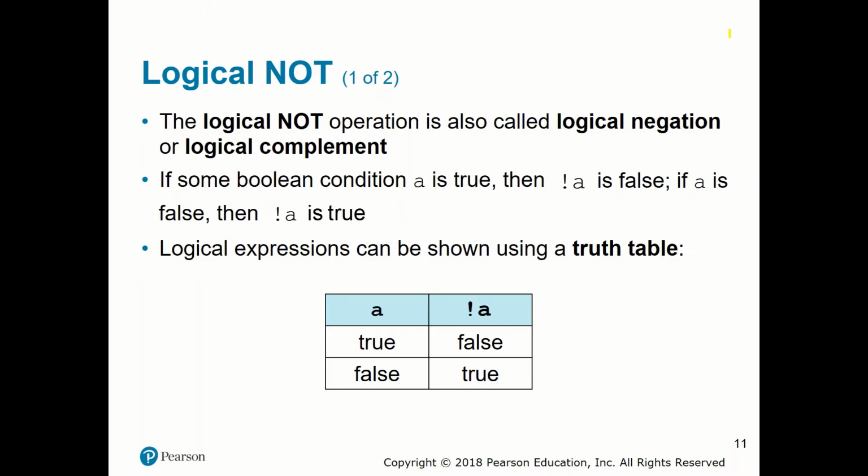The logical NOT operation is also called logical negation or logical complement. If some Boolean condition A is true, then this, the exclamation mark, but we just say not A, is false. If A is false, then not A is true. Logical expressions can be shown using a truth table like this. If A is true, then not A is false. If A is false, then not A is true.